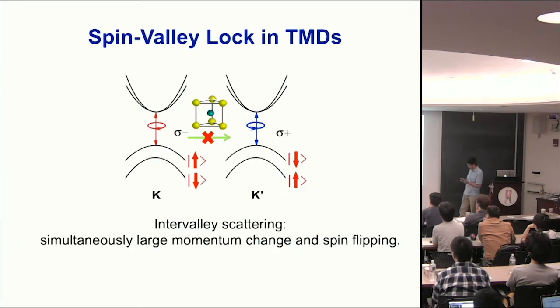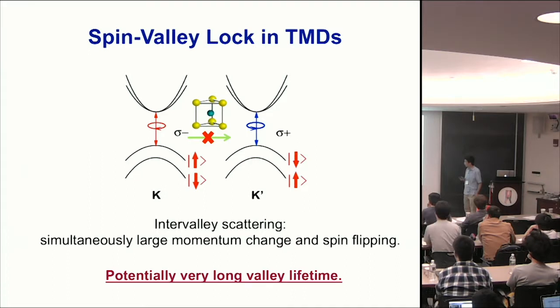And if you look at the behavior, people initially thought the valley degree of freedom would be very well protected, because in order for a hole to go from one valley to the other valley, first you need a large momentum transfer. And at the same time, you need to flip the spin. So it's doubly forbidden to some extent. So you can imagine that this process will happen very rarely. So the valley polarized state can live for a very long time.